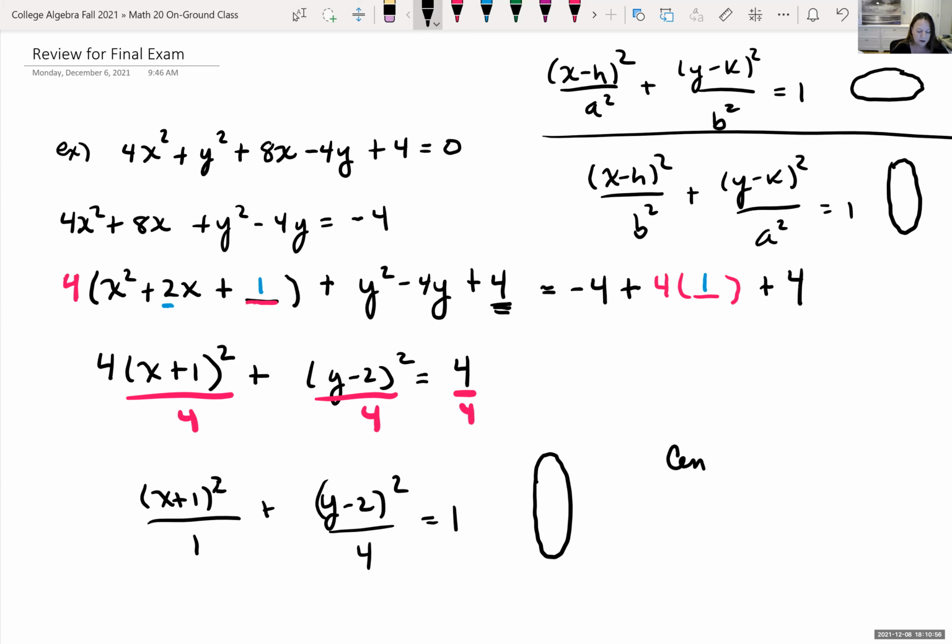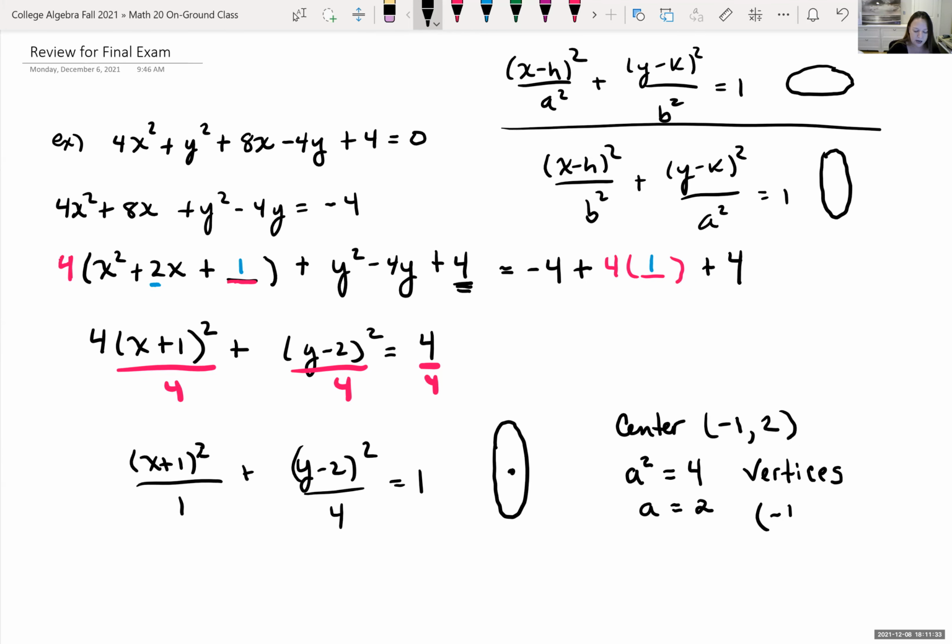Our center, opposite signs, so h is -1 and our k value is 2. a squared is always the bigger number in the denominator when it's in standard form, so a squared is 4. I know then a is 2. So we are going to be going up and down 2 from the center, and that is going to give us the vertices on the major axis. And so x is going to stay the same. We have -1, and we have 2 plus 2, which gives us 4.